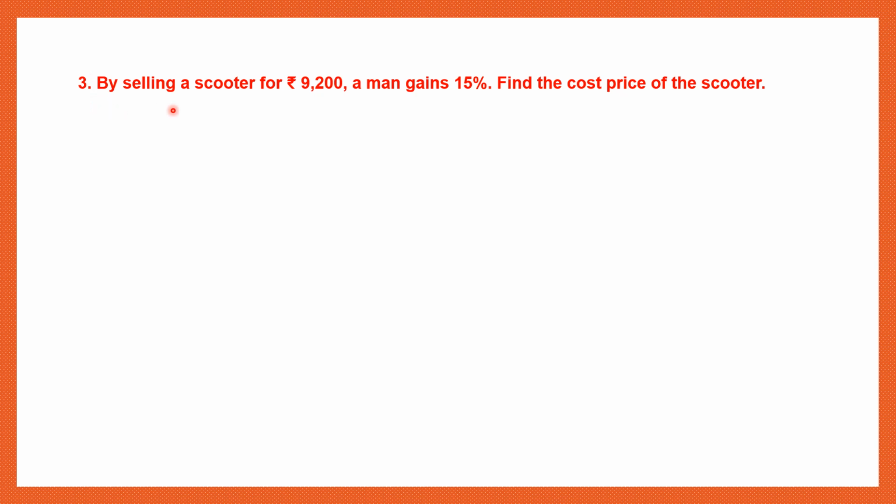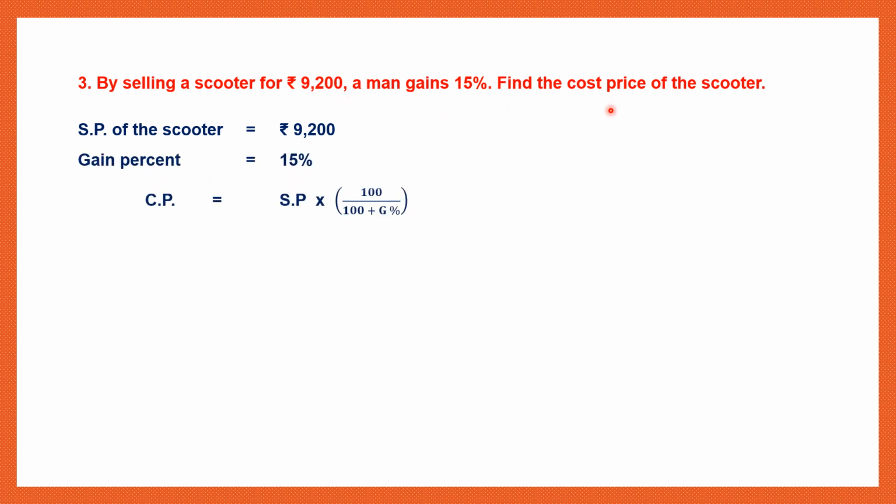Question 3. By selling a scooter for 9,200 rupees, a man gains 15%. Find the cost price of the scooter. So we have the selling price and we have the gain. Now to find the cost price, there is a formula. So first let's write down what's given to us. The selling price of the scooter is given to us, 9,200 rupees, and the gain percent is given to us, 15%. Now to find the cost price, the formula is selling price into 100 divided by 100 plus gain percent.